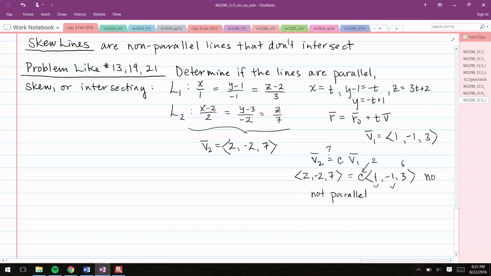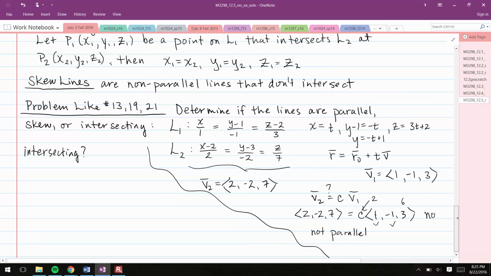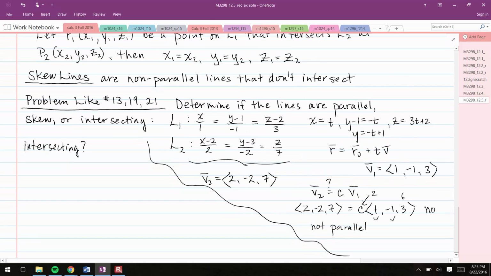All right, what else do we have here? Skew or intersecting. So a good way to play this is assume they're intersecting. I'm going to kind of do this thing so I can get more on the page. Intersecting. So that would mean that all the x, y, and z components, or coordinates, I should say, are equal.